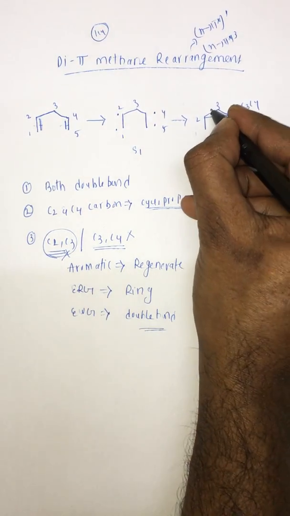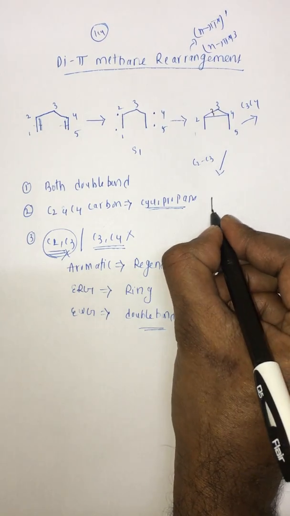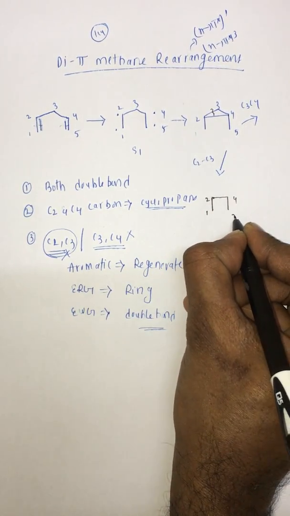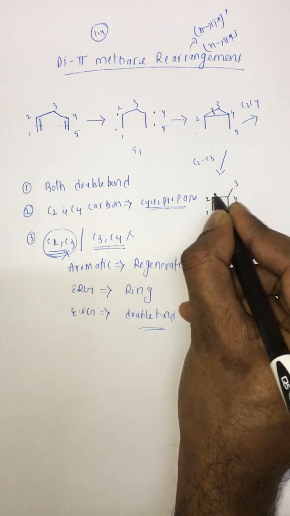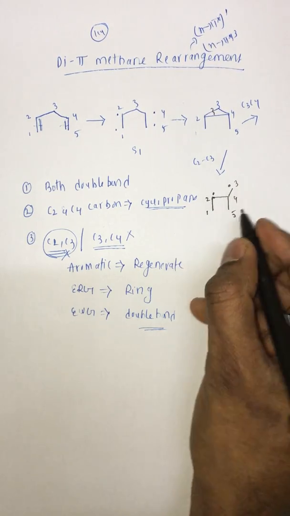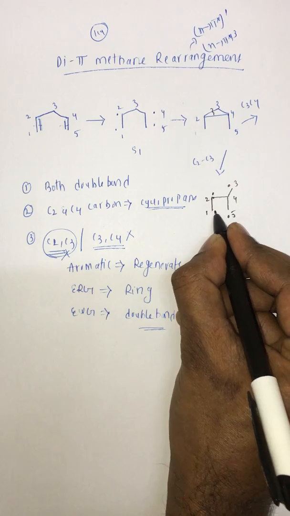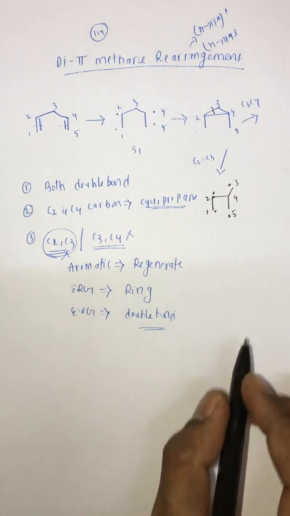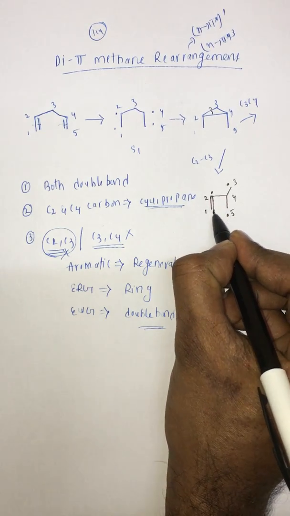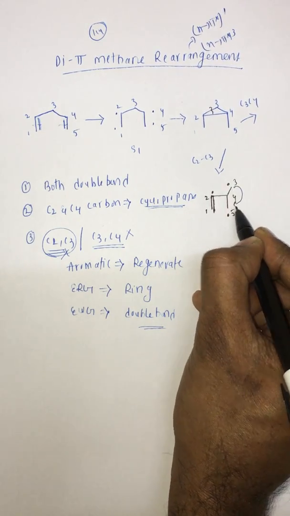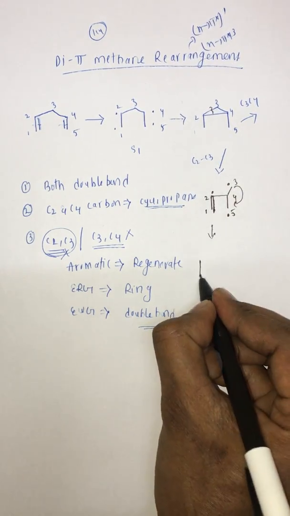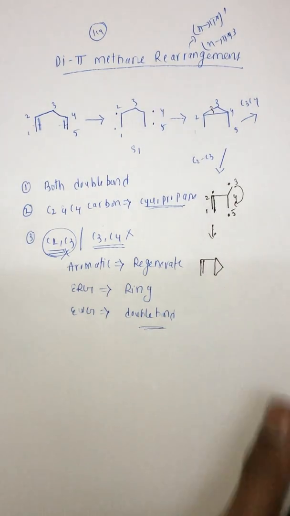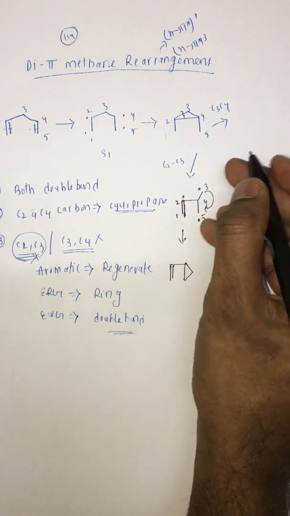If you break this bond, 1 2 4 5 3, here radical is there, here radical is there, and here radical is there. Where adjacent radicals are there, they form a double bond. So these two radicals form a double bond, and this one combines with this C5 carbon, and it leads to this product. Now we'll go for C3C4.